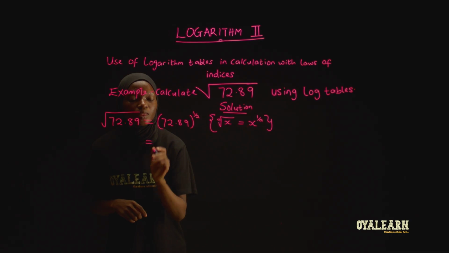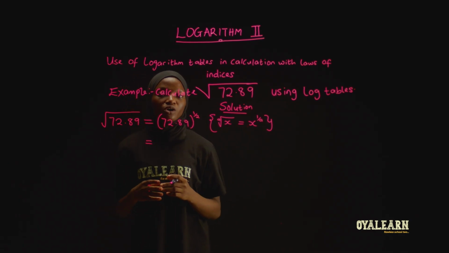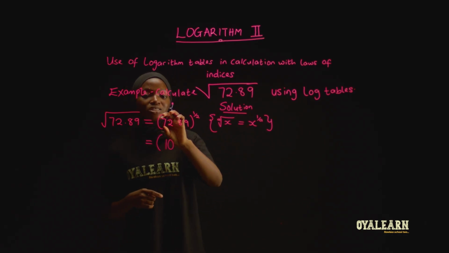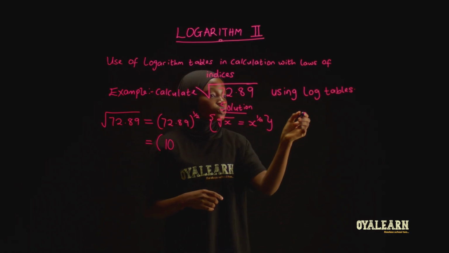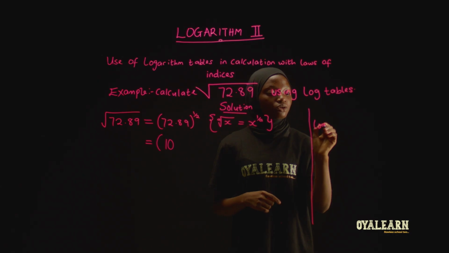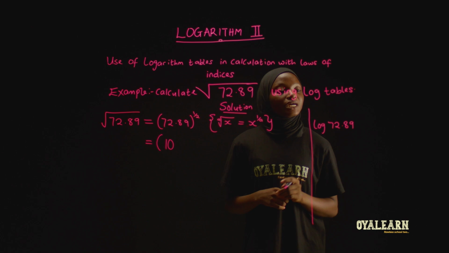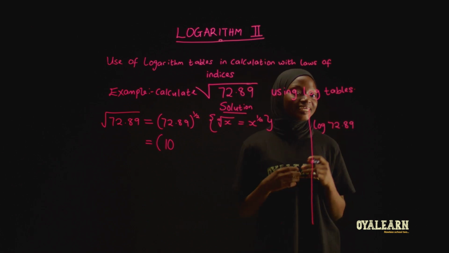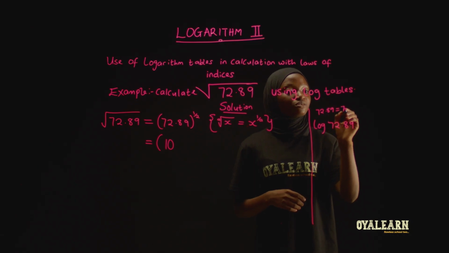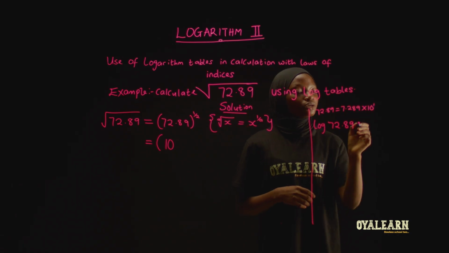Now here, we represent 72.89 as 10 raised to the power of a particular value. And to do that, we need to find out the logarithm of 72.89. So let's do that at the side. Log of 72.89. To do that, we first express 72.89 in standard form. And that gives 7.289 times 10 raised to the power of 1.